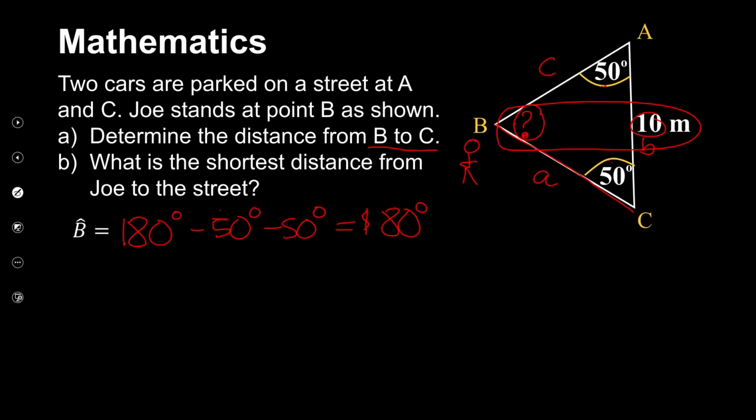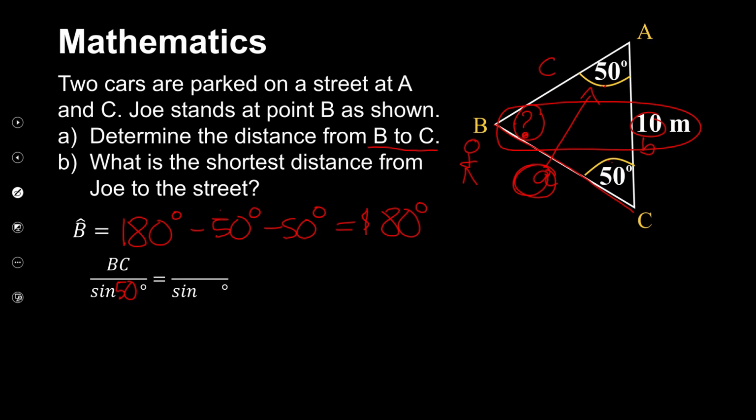Okay, now that we have B, we're going to use the sine rule to find BC. And again, remember, we're finding BC, or we're finding little a. So because we want to find a, we're going to use the version of the sine rule that starts with a, or BC, as its numerator. So BC over sine of the angle across it. So we're going to have sine of 50 degrees.